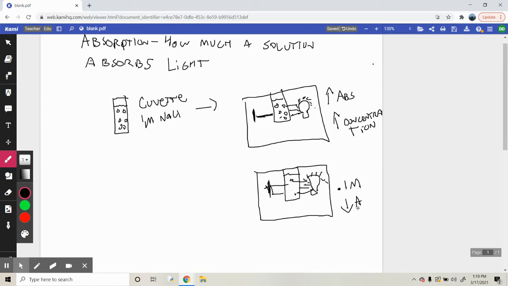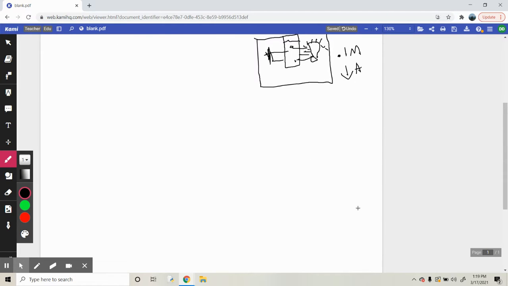And actually, there is a calculation involving this. It's called the Beer-Lambert law, and it's simply A equals εbc. I don't know why I put an equal sign there. You don't need an equal sign. It's just the Beer-Lambert law. Okay, so A equals εbc.